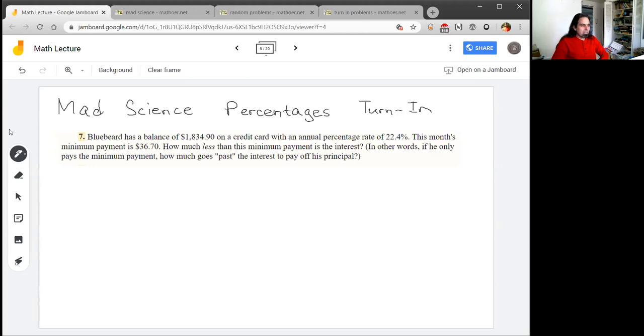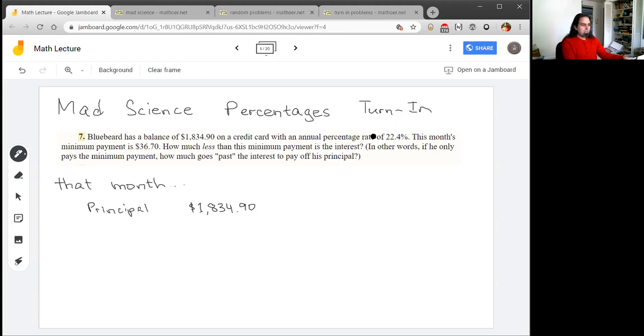So Bluebeard has a balance of $1,834.90, and this is, first of all, in 1 month. So I should write that. That month his principal is $1,834.90. The annual percentage rate is 22.4%.